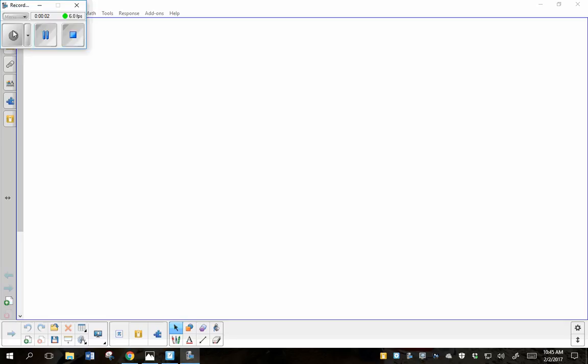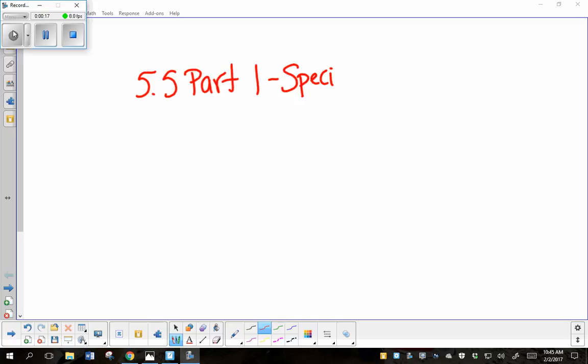This is section 5.5, part 1, and we're going to be talking about special factoring cases. This is where those shortcuts that we learned for multiplying, like multiplying a binomial squared or a difference of squares, come in. We're really going to have to know them because we're actually going to be factoring. So today we're just going to focus on a binomial squared.